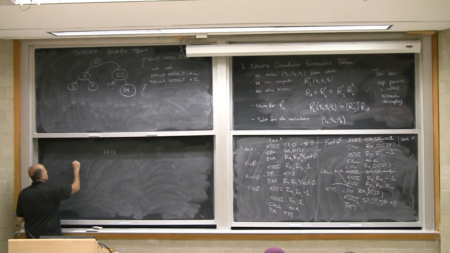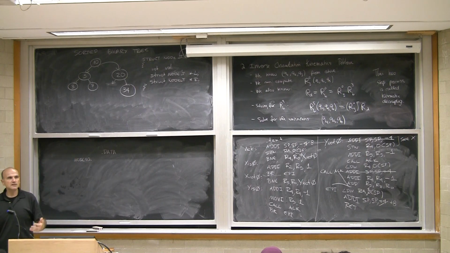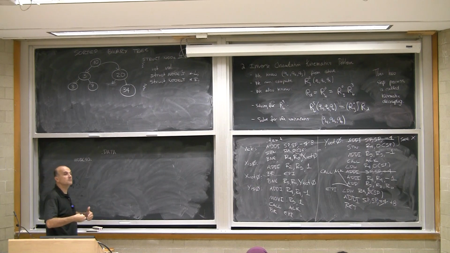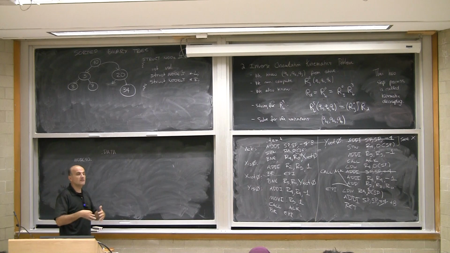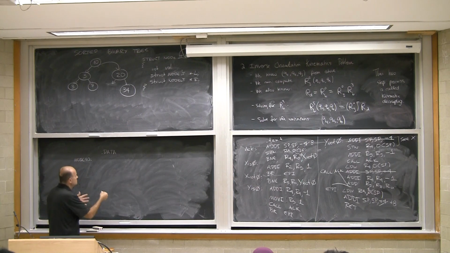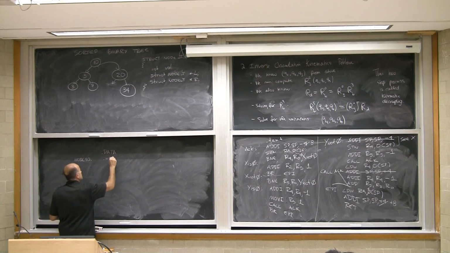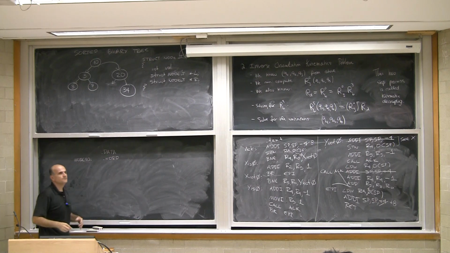So let's start with node 10. Okay, what is node 10? Node 10 is an aggregate data structure. It contains 3 sub-elements. Each one of them is 32 bits. The first one is meant to be interpreted as a number, a key for us. The other 2 are addresses, which in NEOS happen to be 32 bits. This is because of this machine. It could have been different. So we're going to be defining words.